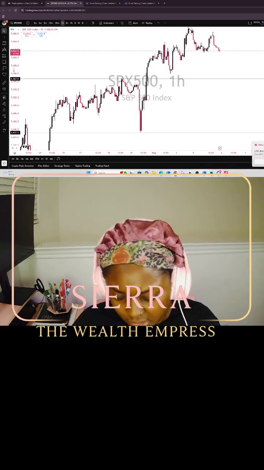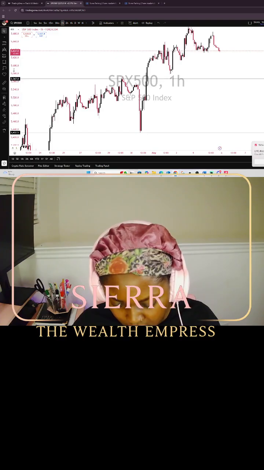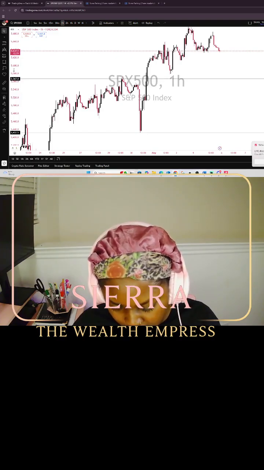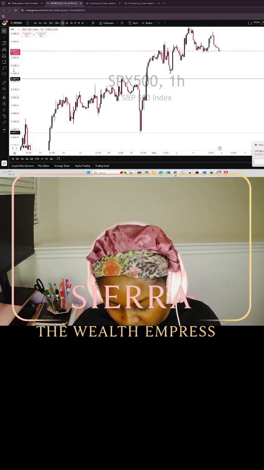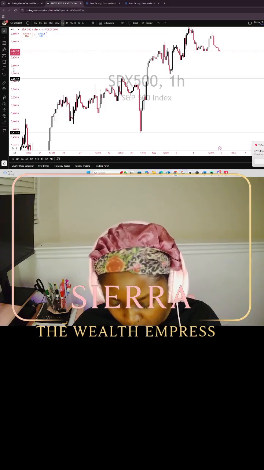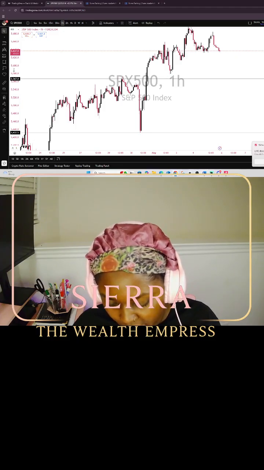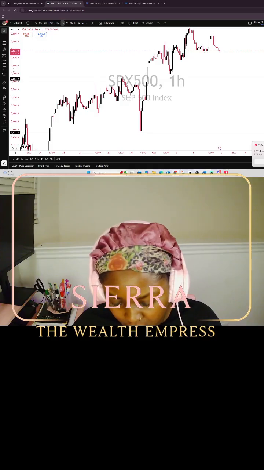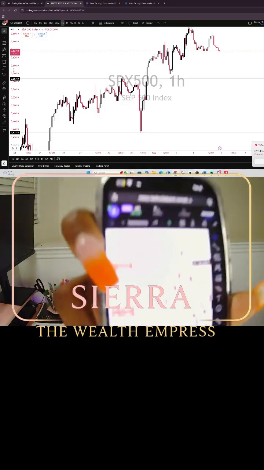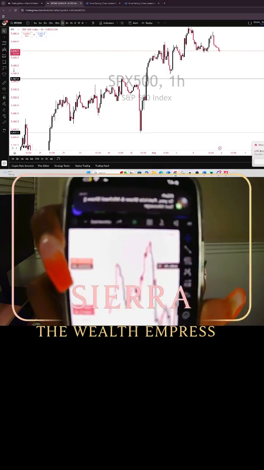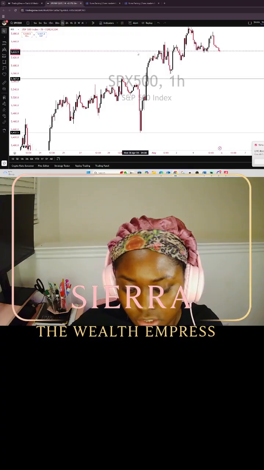Am I still in NAS? I am. I'm still in NAS. I took some partials and then I moved my stop loss to entry. Remember on NAS, we was looking for price to come back to that gap and then sell, and it did just that. So I'm in this NAS sell, holding it to the 4 hour.